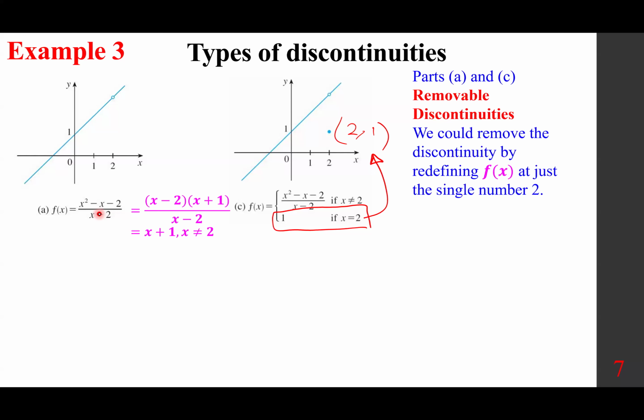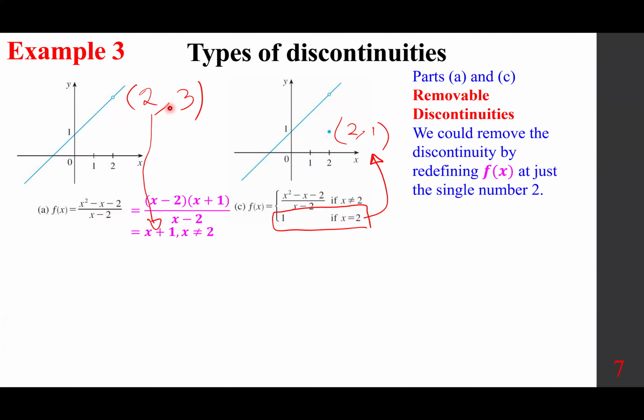graphing rational functions, we have to put it in lowest terms first. So what makes the denominator 0? In this case, 2 creates a hole. In fact, this hole has the coordinates 2, and then if you plug in 2 in here, 3. So you know that's the hole.